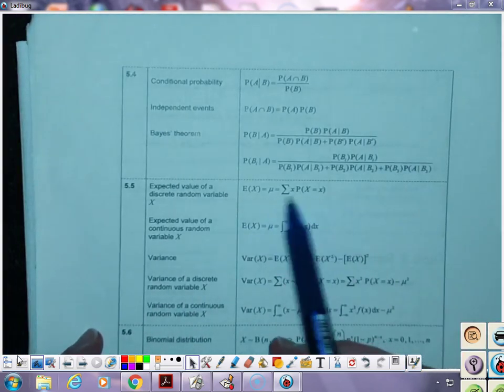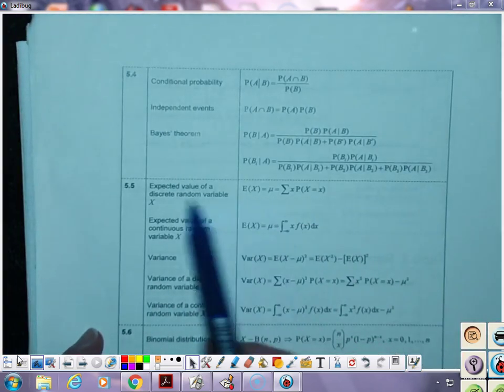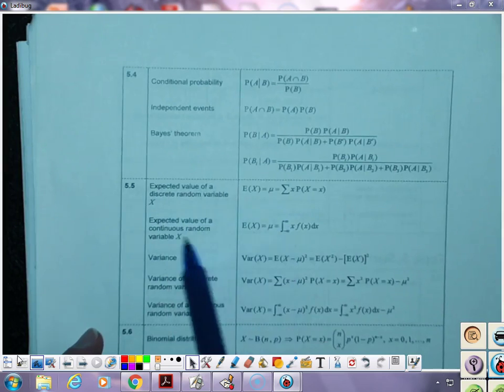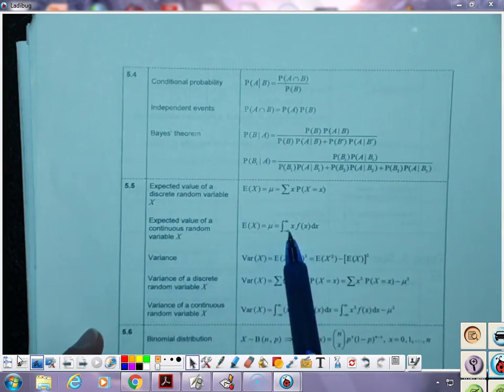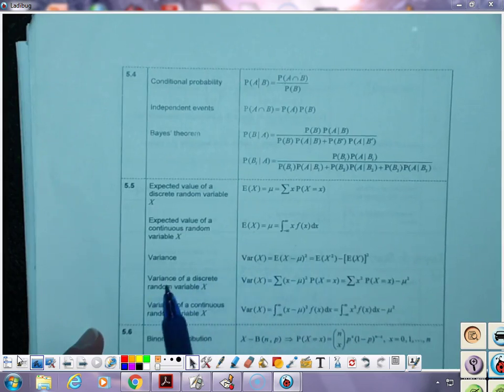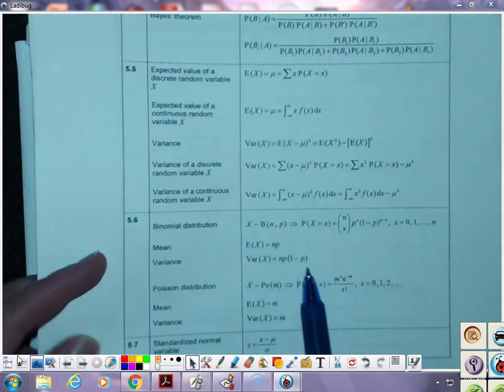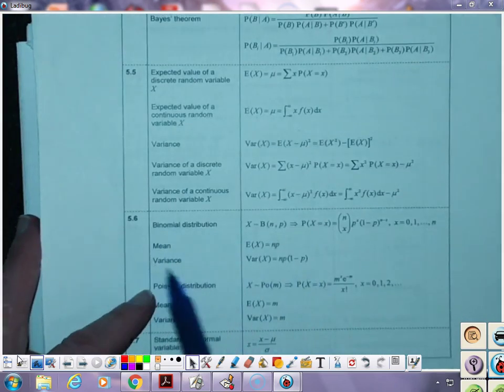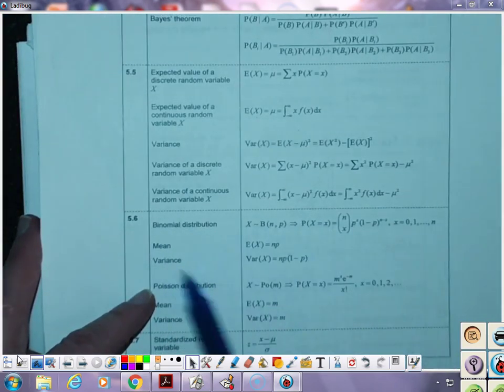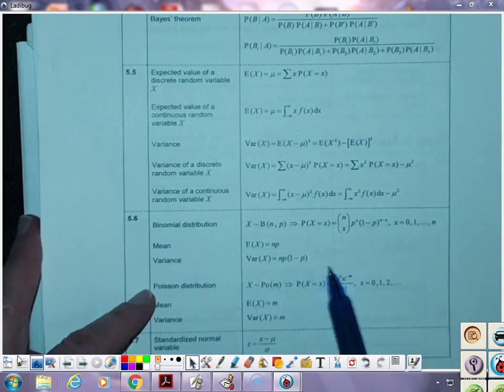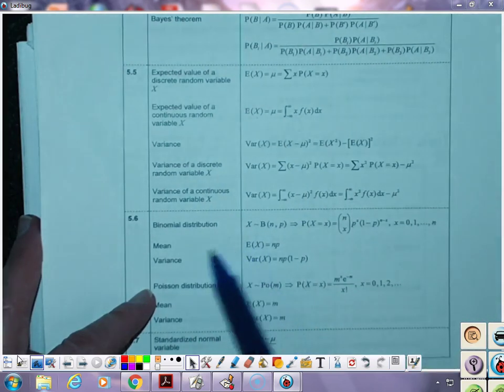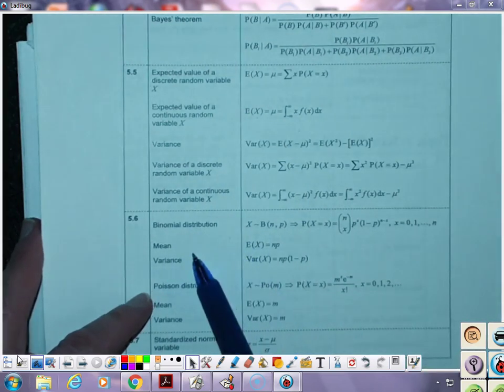Like before, this was expected value of a discrete. This was expected value of continuous. We haven't done that yet. We haven't done this regular variance. Variance of a discrete, variance of a continuous. Okay, here's binomial distribution. So if you're doing binomial distribution, you're going to do these 3 formulas. Okay, so you notice there's many formulas for mean, many formulas for variance. You're looking on here for whichever distribution you're doing.